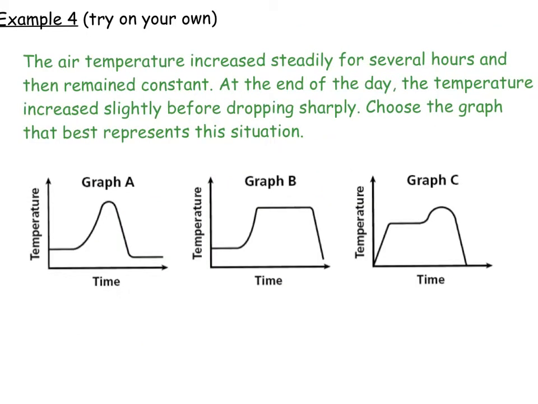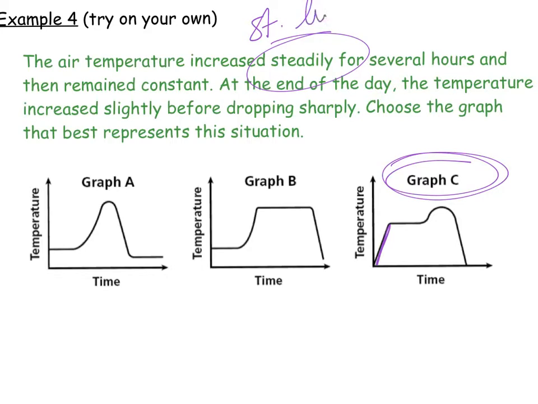Go ahead and try example 4 on your own, pause the video, and then check back for the answer. If you read the situation, you should have chosen graph C. A steady increase means it's going to be in a straight line. Straight line increase. Constant is a level. Slowly increases some more, and then a sharp drop down.